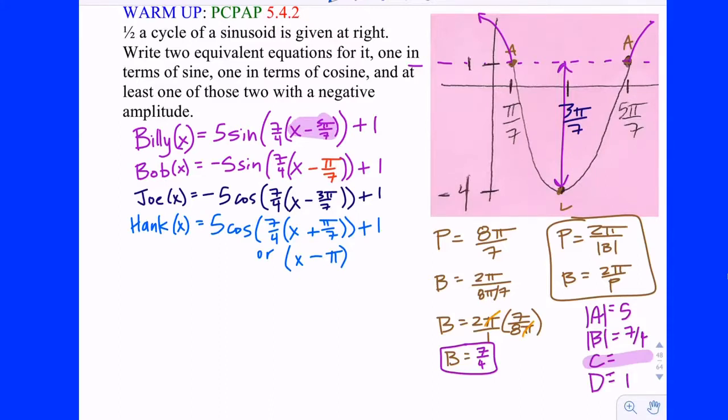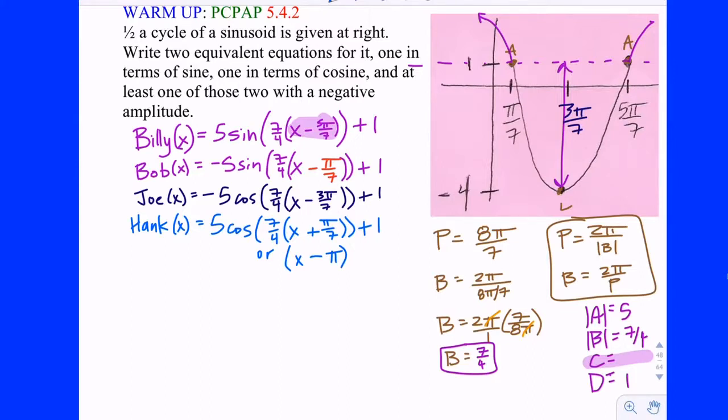When you have an equation like we did on Friday, you get the b value from the equation. You convert it to the period so that you could sketch the graph. When you have the graph, you get the period, and you convert it to a b value so you can put it into the equation. The p and the b value are closely related, but they're not the same. You get b from the equation and p from the graph. All right, any questions on Billy Bob Joe, Hank?